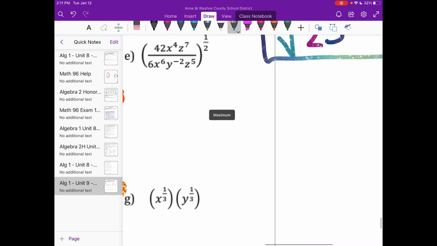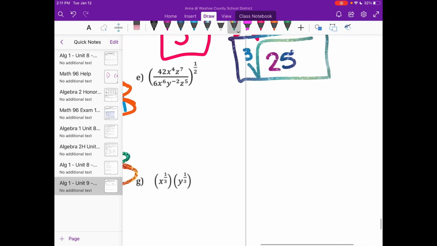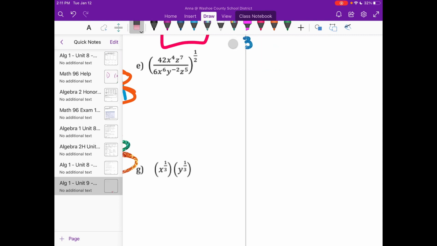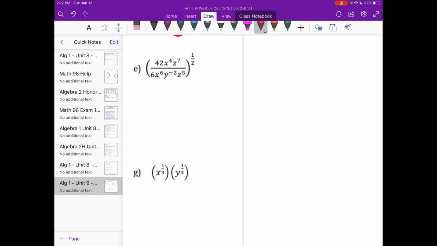Alrighty. E. We are going to do E together because E can honestly be a little tricky. So if you look at E, remember that we want to fix the inside of our parentheses first before we start putting stuff everywhere. So let's look at the inside. I have 42 over 6. Can 42 be divided by 6? Yes, it can. 42 divided by 6 is 7. Okay, so the 7 is going to stay on top.